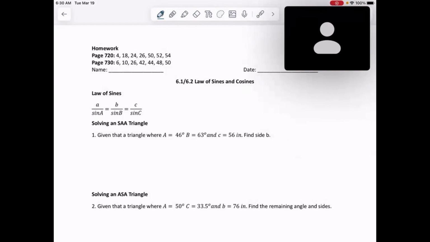We are going to be going over law of sines and law of cosines. Hopefully this rings a bell from algebra 2. You have seen this before, but as always in this class, we take a lot of those concepts you've learned in algebra 2 and go a little deeper with them. So we are going to be looking at law of sines and law of cosines.